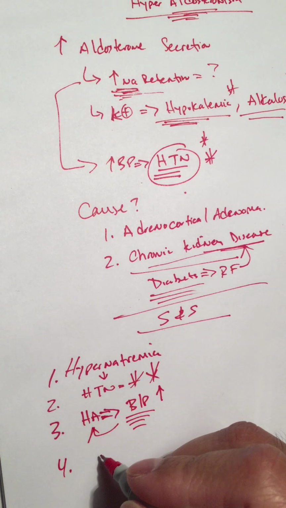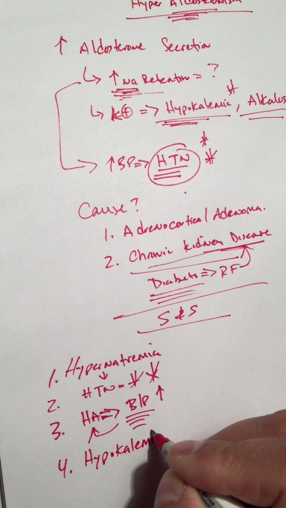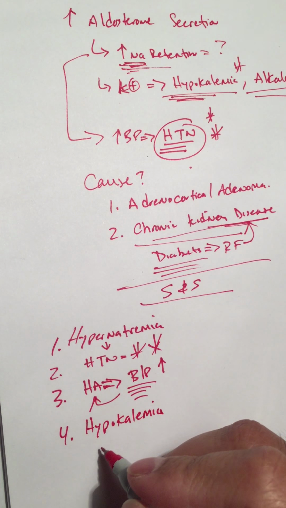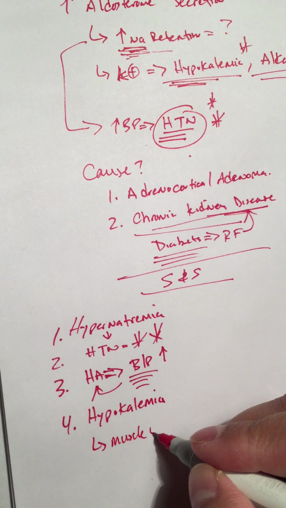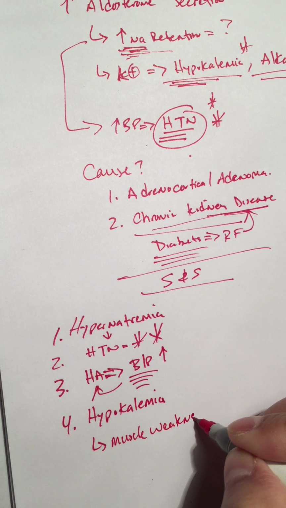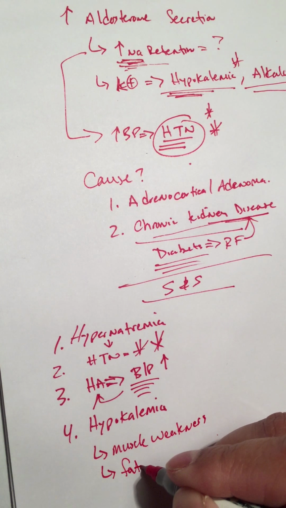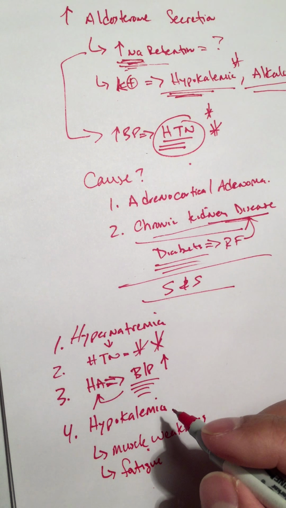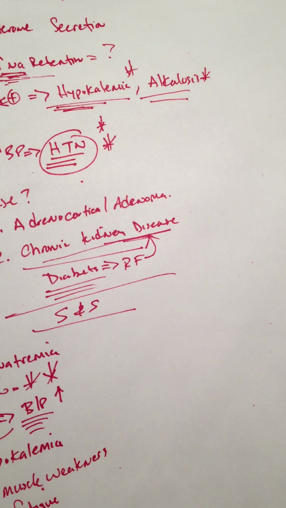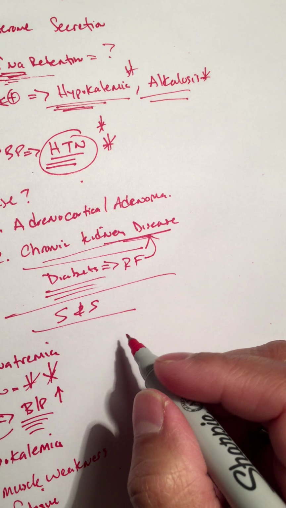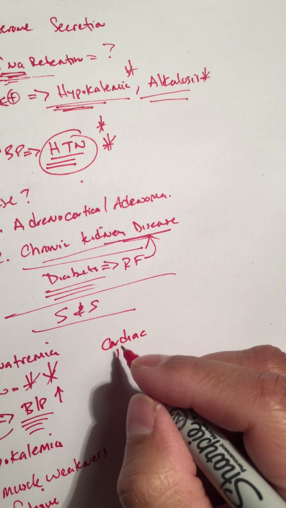Number four, hypokalemia. Now with hypokalemia, you're going to have muscle weakness. You will have fatigue. And the big thing that you need to be aware of with hypokalemia are the cardiac dysrhythmias that can occur.